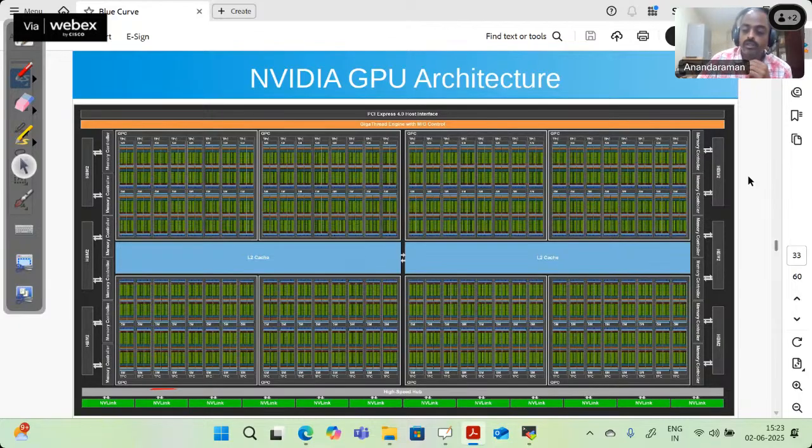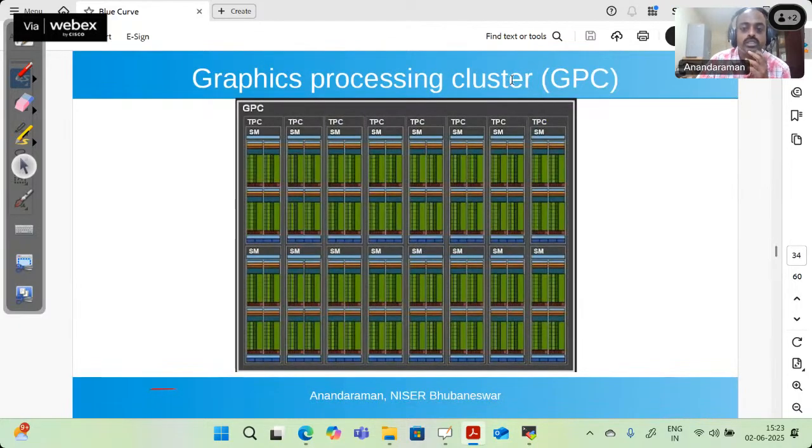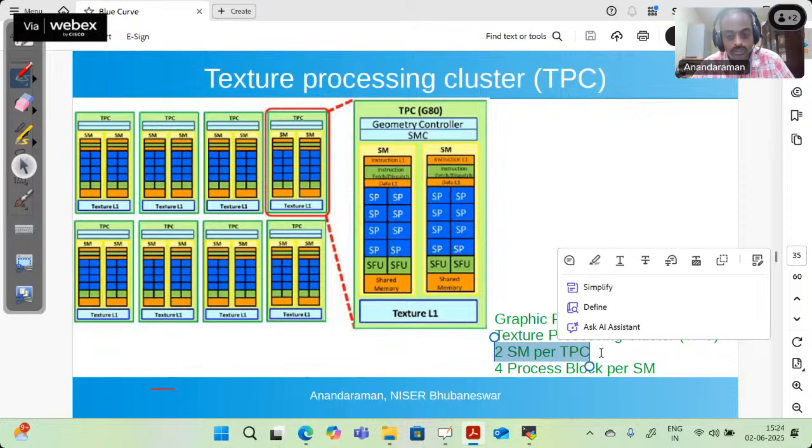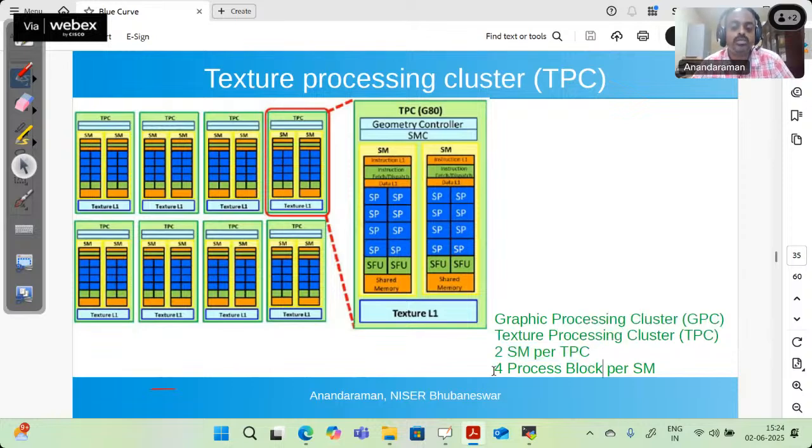High speed hub. So this is called a graphics processing cluster. Each graphics processing cluster has TPCs and SMs. So, texture processing cluster. Each TPC has 2 SMs. So the TPC is inside. So graphics processing cluster, texture processing cluster, 2 SMs per TPC and 4 process blocks per SM.